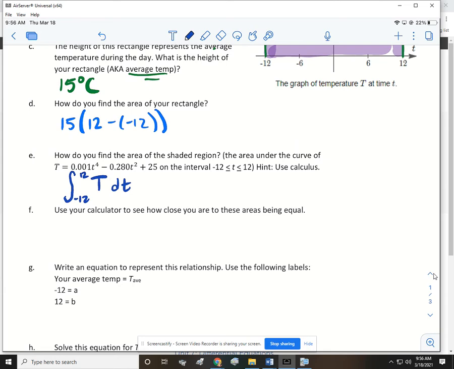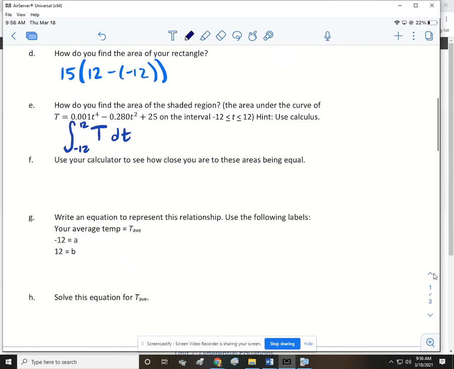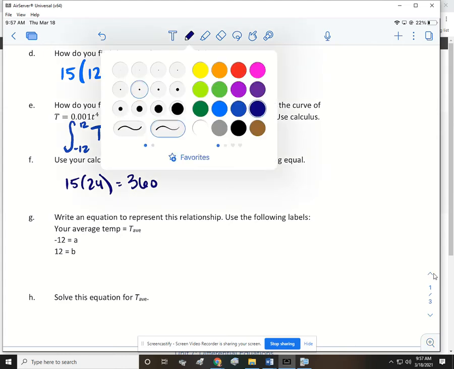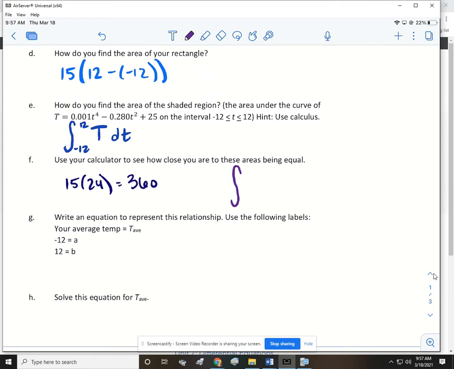Okay, and we're going to use our calculator to see how close I guessed. And you guys might have guessed a different one, so you can use your guess if you want to. But for the rectangle, it's going to end up being 15 times 24, which is 360. For the actual area, it's going to be the integral from negative 12 to 12. And I'm just going to go ahead and write in the function. Okay, so we'll go to the calculator and figure that out.